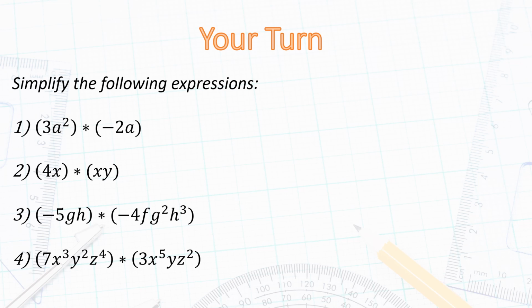All right, take a shot at these. So these are all monomials, single-term expressions. You can ignore the parentheses. Something to note, I put stars or asterisks in between these to signify multiplication. This could easily be rewritten as 3a squared times minus 2a, so they're just parentheses beside parentheses, or it could be 4x with a dot and then xy. Those all mean multiplication. So beside each other, dot, stars, they all signify multiplication.